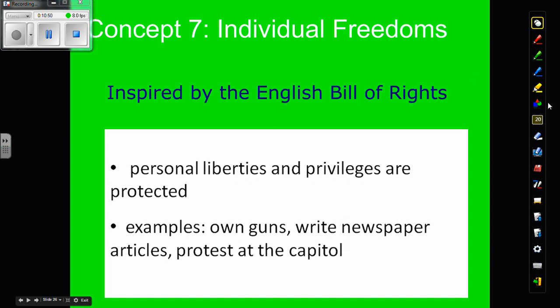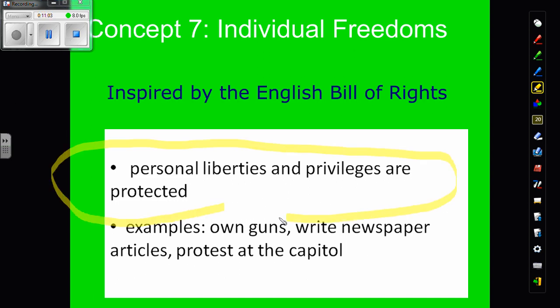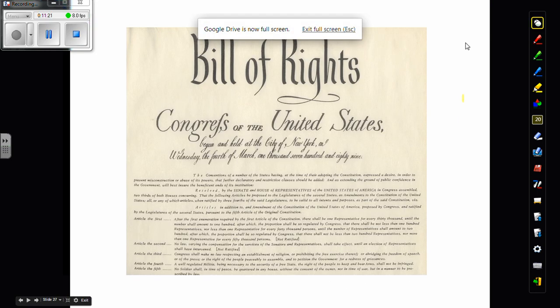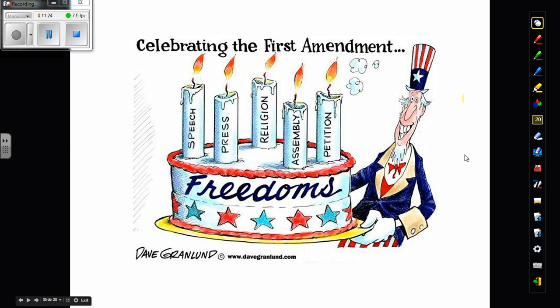This was inspired by that early document, the English Bill of Rights. And it's defined by personal liberties and privileges that are protected. So these are what you'll see in the Bill of Rights, our own Bill of Rights. So the right to bear arms, the right to write newspaper articles, protest, petition the government. And again, those are found in the U.S. Bill of Rights. So the First Amendment famously protects the 5 freedoms that we call them: freedom of speech, freedom of press, freedom of religion, freedom of assembly, and freedom to petition the government.